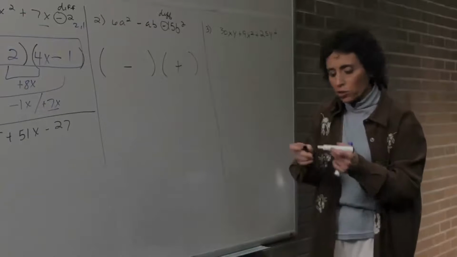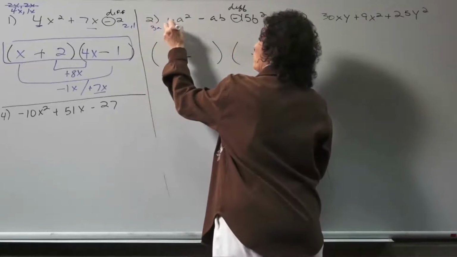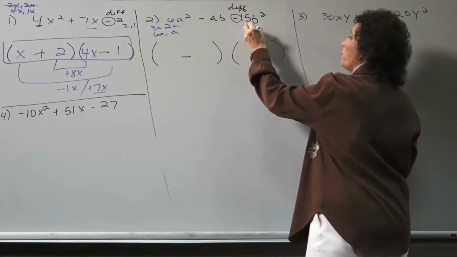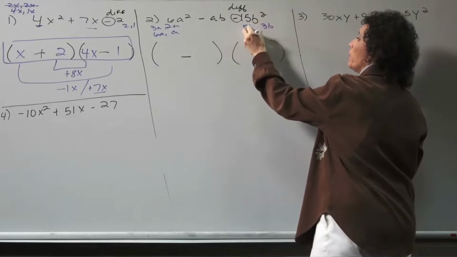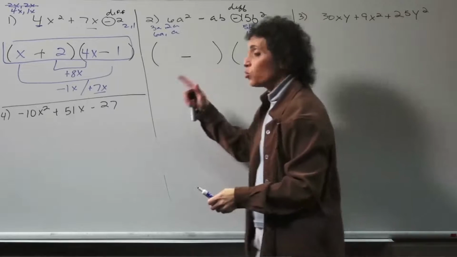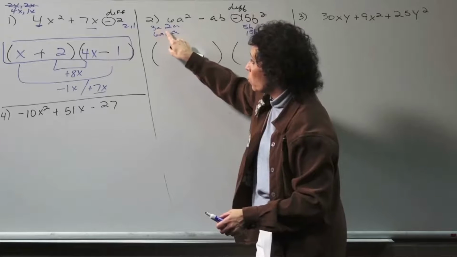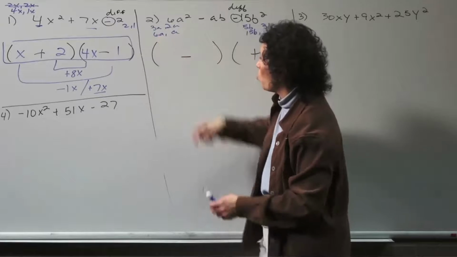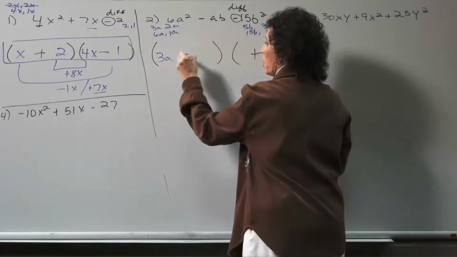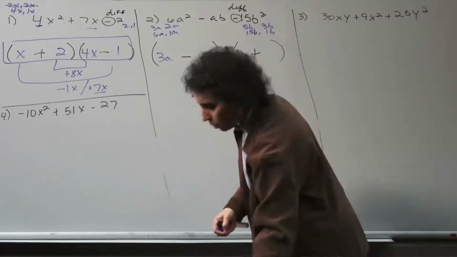Now, I want to factor the 6a squared. So 6a squared is 3a and 2a, or 6a and a. 15b squared is 5b and 3b, or 15b and 1b. So I have to tell you a little secret. It doesn't work all the time, but it works a lot. Take the ones that are closest. So 3 and 2 are closer than 6 and 1. So I'm going to try 3a and 2a. I'm going to take that smudge off the board.